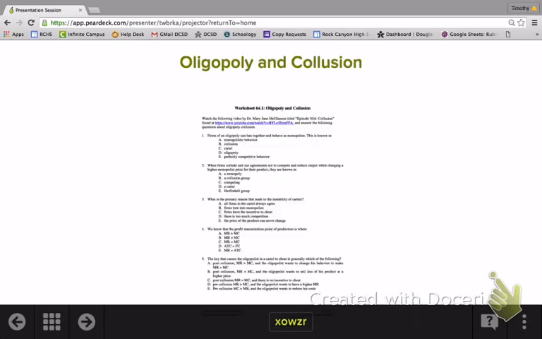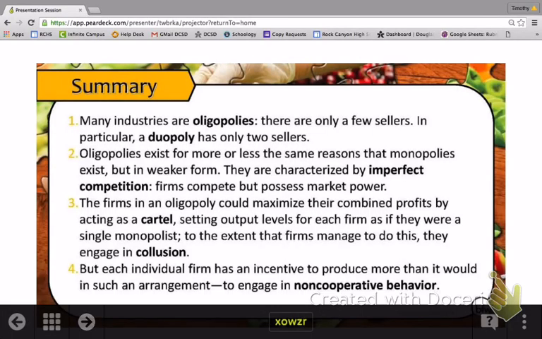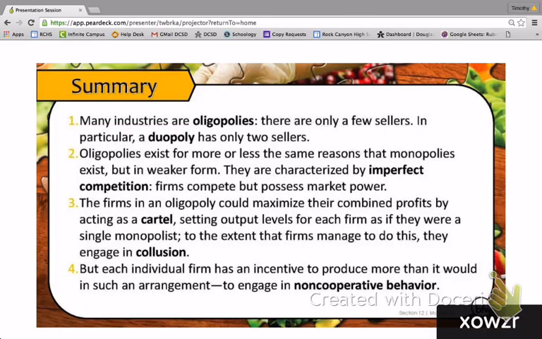Here's an activity that we will be doing in class on oligopoly and collusion. And here is the summary screen that summarizes what we've learned about oligopoly in this module. This ends our look at Module 64, Introduction to Oligopoly.